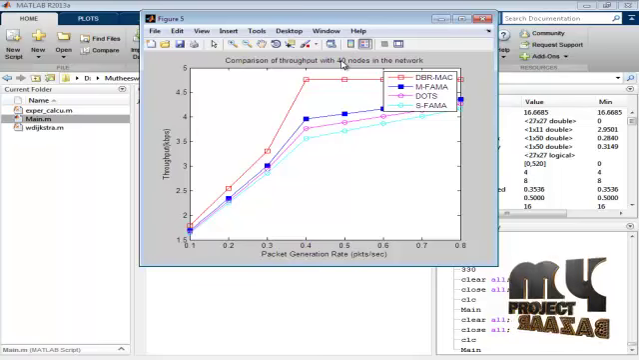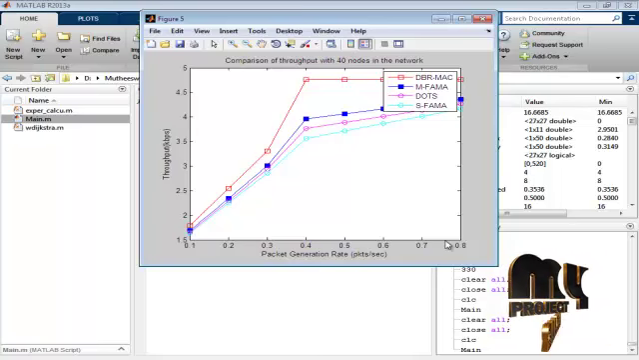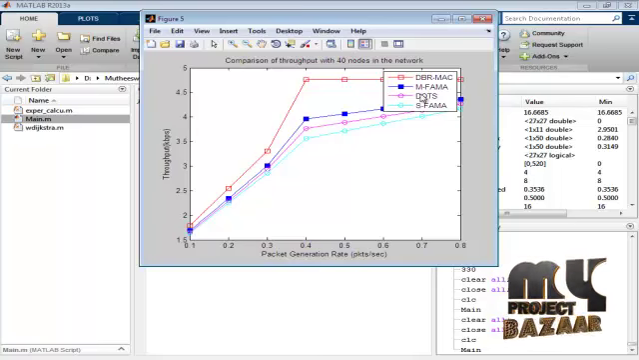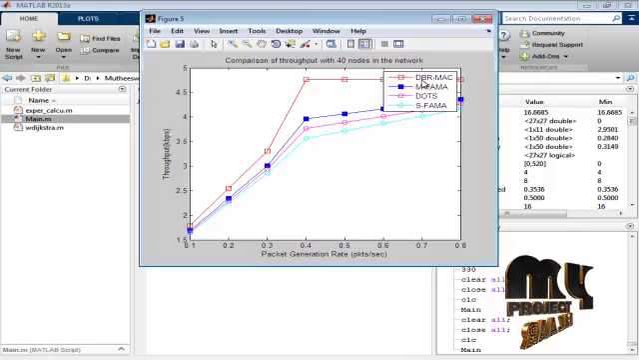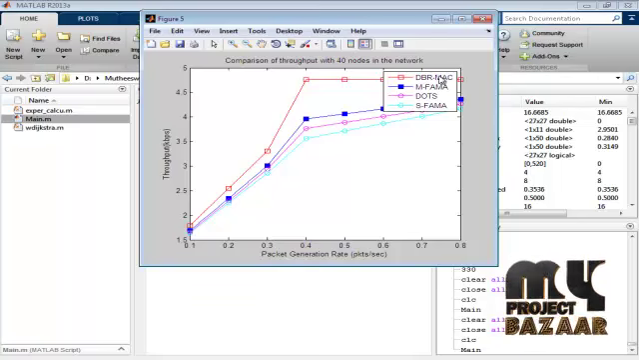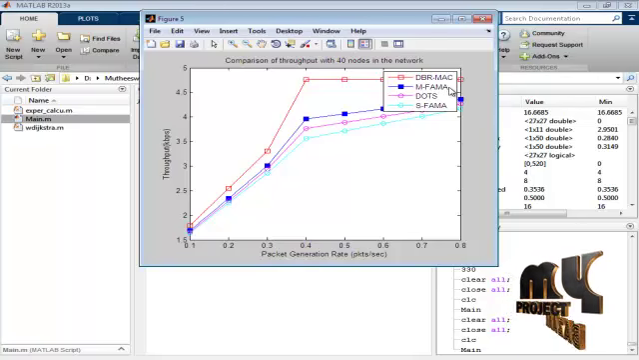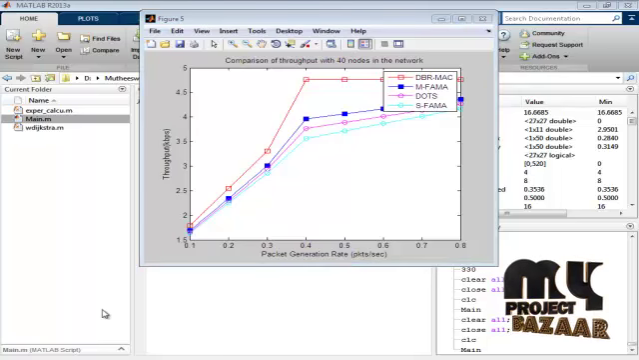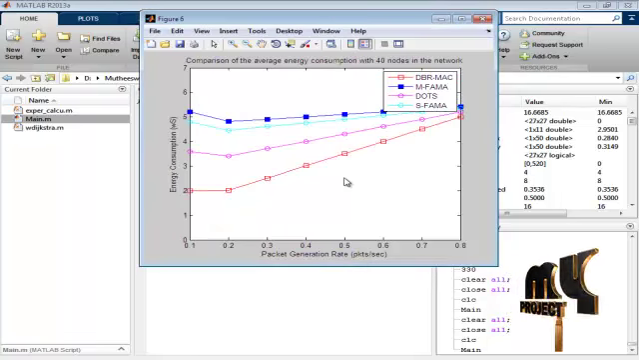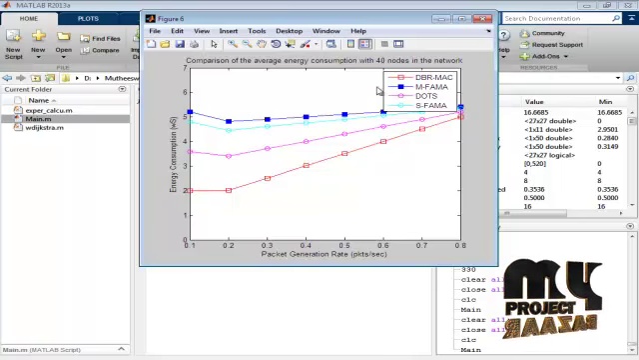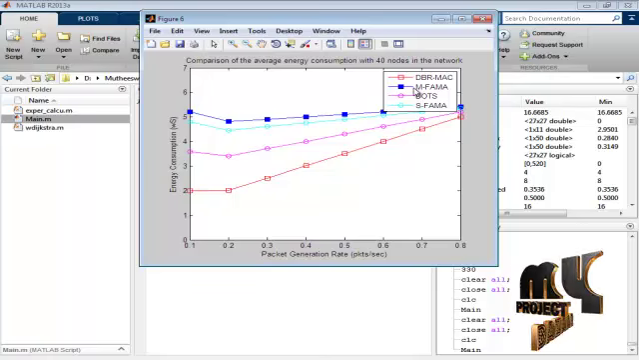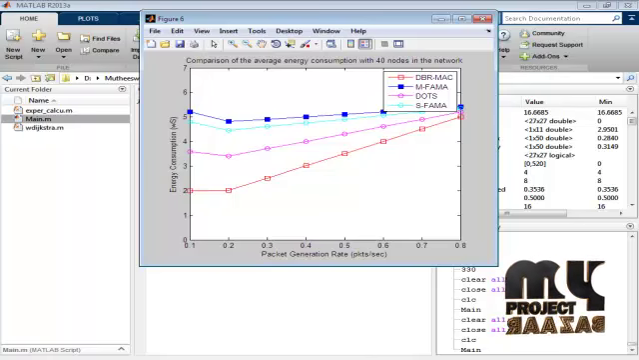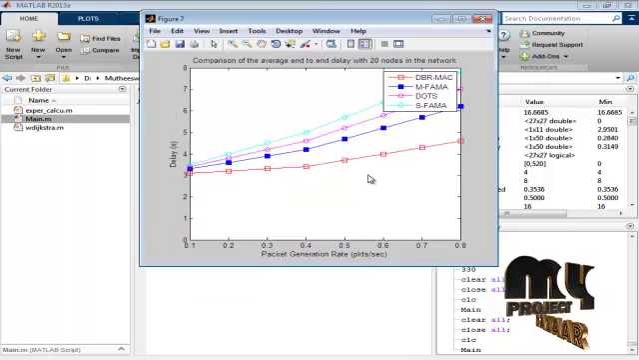And this is the throughput graph where we deploy 40 nodes by varying the packet generation rate, and also we compare our proposed method, the DBR-MAC protocol, with the existing algorithms MFAMA, DOTS and SFMA. And here is the energy consumption graph for 40 nodes by varying the packet generation rate, and also we compare the proposed method with the existing algorithms, and this is the delay.